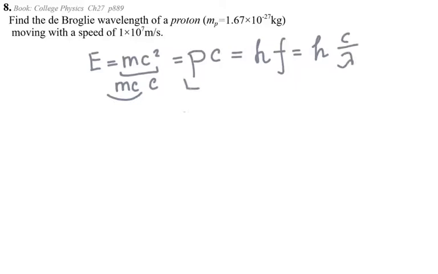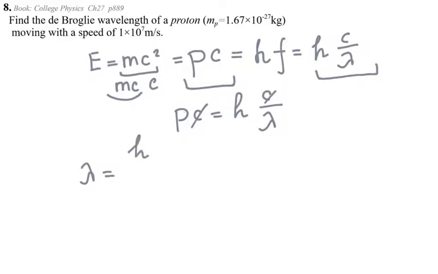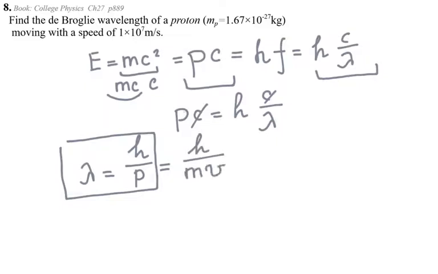So I can set this part equal to this part. So I have pc is equal to hc over lambda, and c cancels. If I solve for the wavelength, then I have h over p. And this is true for the photon, but because particles can be represented as waves as well, I can rewrite it as h over mv. So instead of p, I have the momentum. And so I'm going to use this formula to find the de Broglie wavelength.